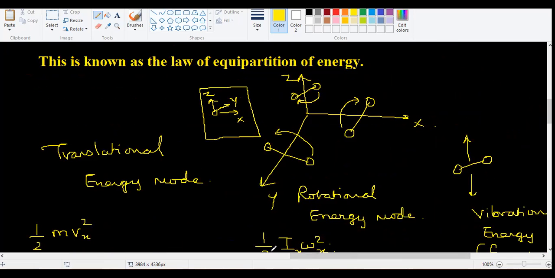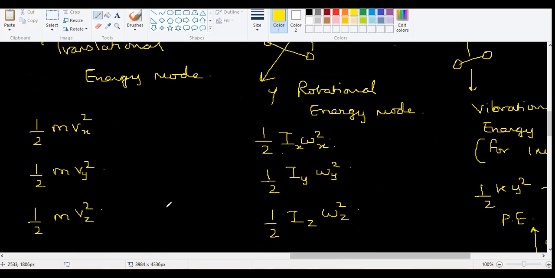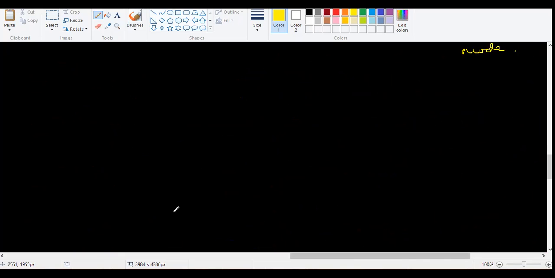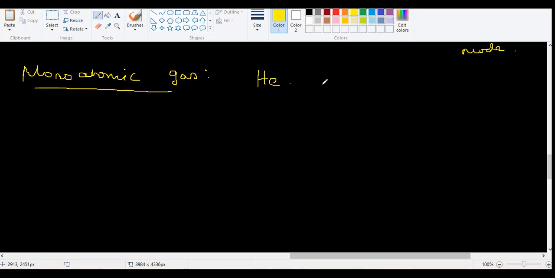In some molecules, we will be assuming that it is moving in all the directions. Suppose I take monoatomic gases. Listen carefully, very simple, nothing difficult here. If I consider monoatomic gases, such as helium, you're going to show only like this, which means it can be moving in the X direction, the Y direction, or the Z direction.